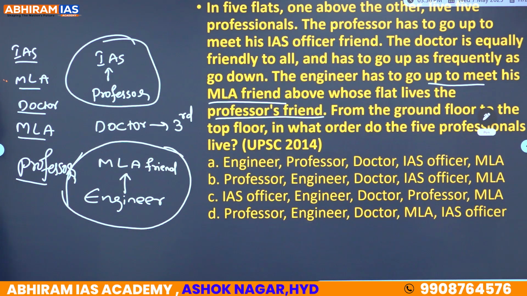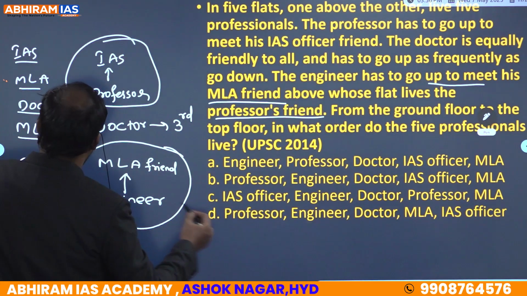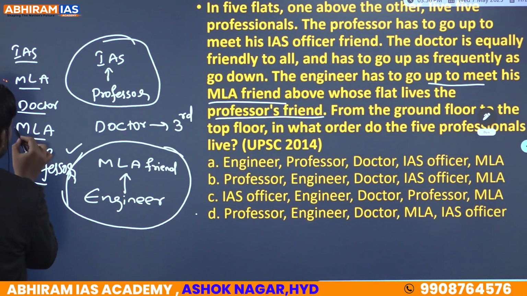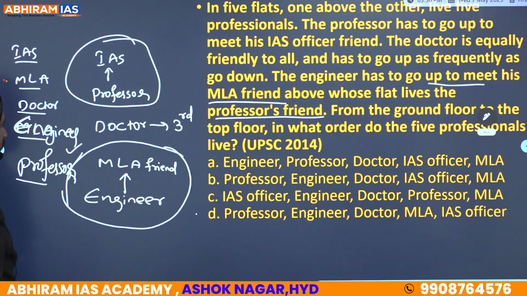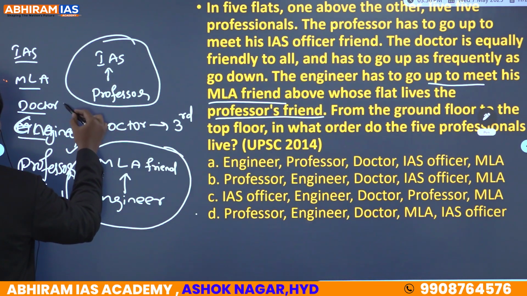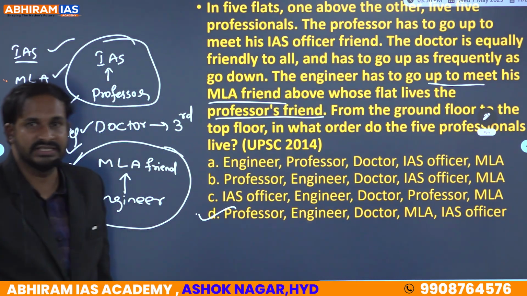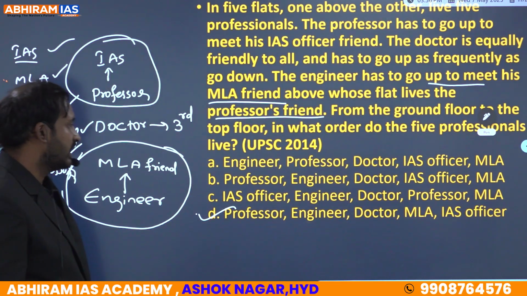Next, obviously I will have MLA here and professor here. So what is the order from the ground floor? Professor. Already MLA is there, right? So engineer, sorry. Engineer. Okay. Professor, engineer, doctor, MLA and IAS officer. So option D is the correct option for us in this case. Option D is the correct option for us.